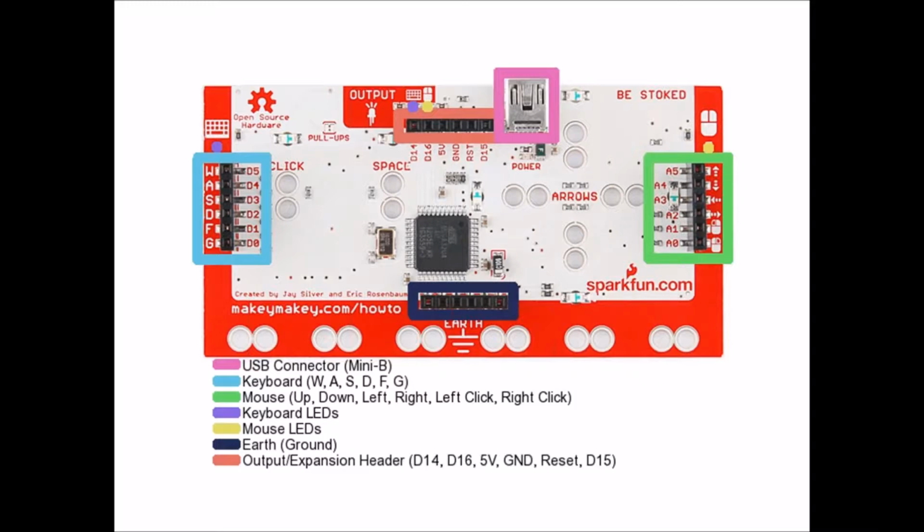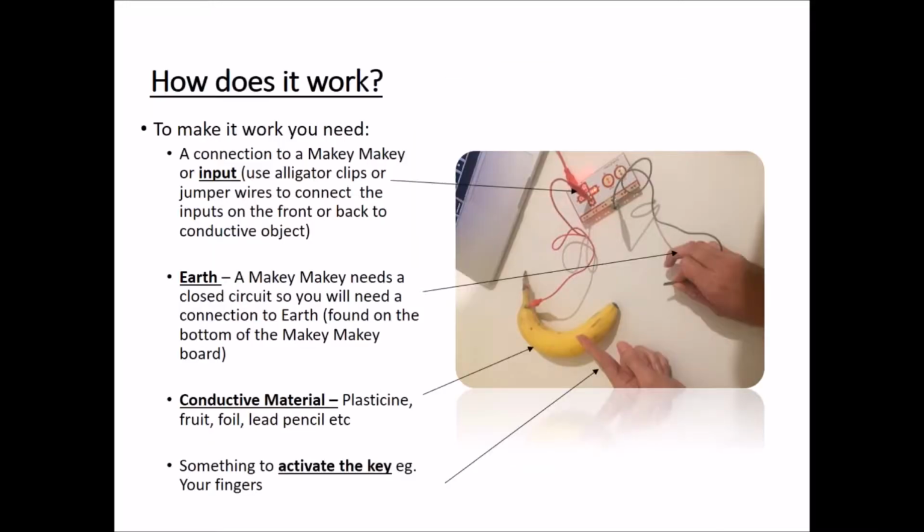So basically, a Makey Makey works by connecting to an input. If you have a look in the picture, I've got an input connected to the down arrow, connected to the banana. I'm part of the circuit, so I'm connected to earth, which needs to complete that circuit, and you can see it is connected there by a grey wire. We normally use a black wire to connect the earth, but that's really up to you. We need a conductive material, which in this case is our banana, and then something to activate that key.